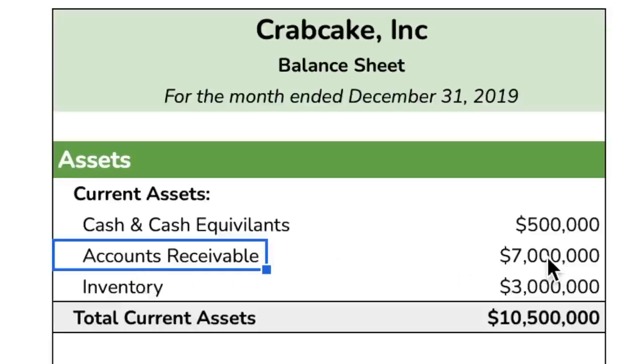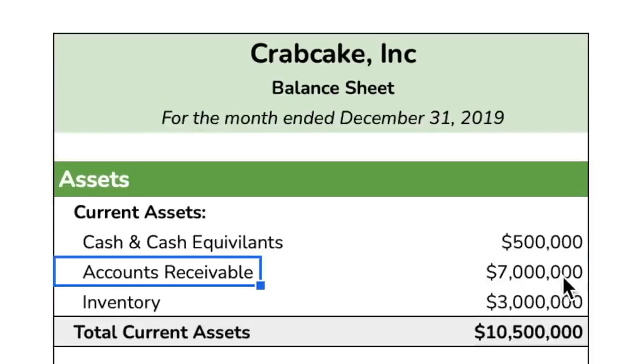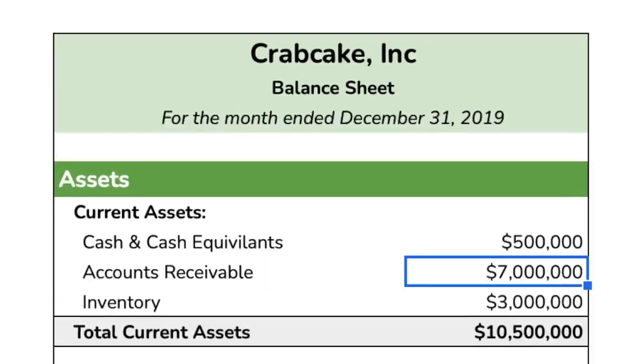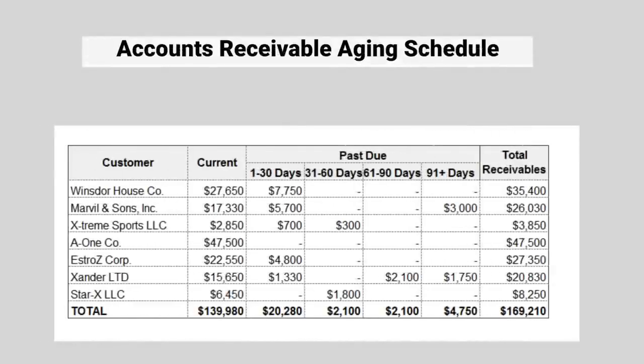They look at the balance and they'll say, all right, it's $7 million. So I need to see an aging schedule of the $7 million. So the aging schedule is going to show you the breakdown of this $7 million in terms of what the customer owes by bucket. So the first bucket is going to be current accounts receivable, or the accounts receivable that the customer is not late on paying yet. And then it's going to show you the breakdown from 30 days, 60 days, 90 days.